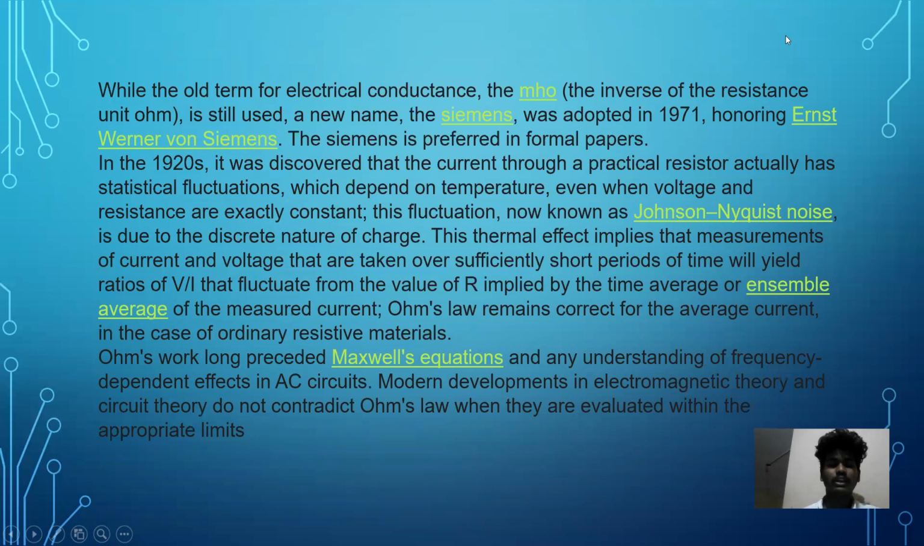imply that measurements of current and voltage that are taken over sufficiently short periods of time will yield ratios of V over I that fluctuate from the value of R implied by the average of the measured current. Ohm's law remains correct for the average current in the case of ordinary resistive materials. Ohm's law can be extended by Maxwell's equations and an understanding of the frequency-dependent effects in AC circuits.